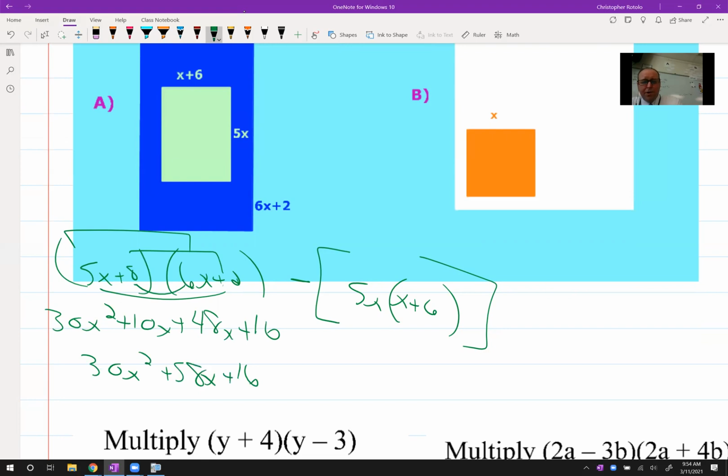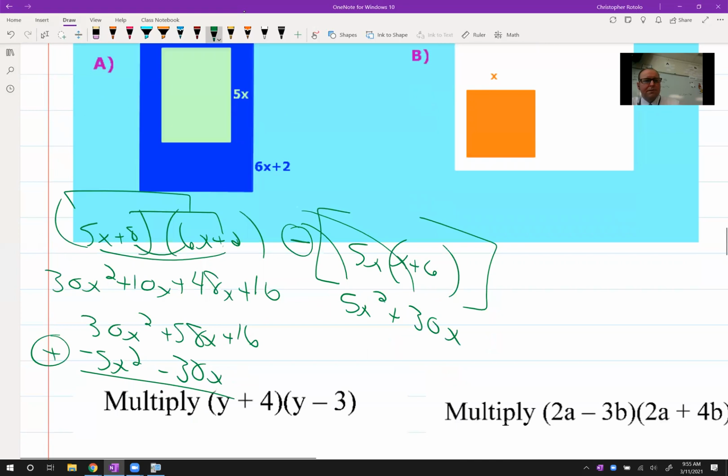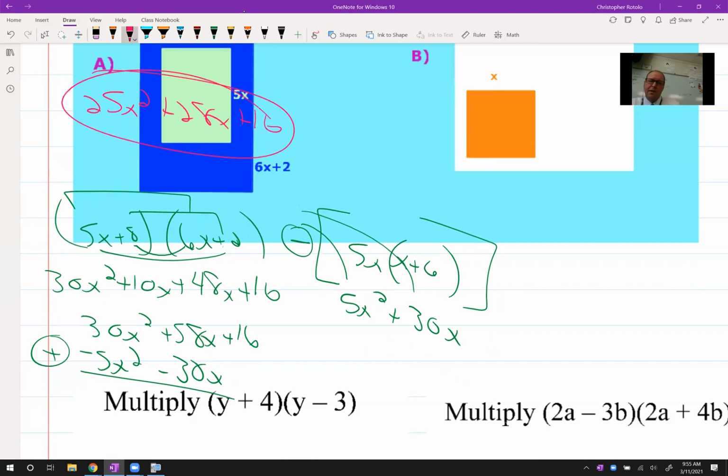Over here, I'm going to subtract eventually 5x squared plus 30x. Right? We have to distribute this negative. So as I put it in here, I'm going to make it 5x squared minus 30x. And then everything's in really good shape to add them together. So the final answer is going to be 25x squared. We're going to take 30 of those away, so plus 28x and plus 16 becomes our final answer.